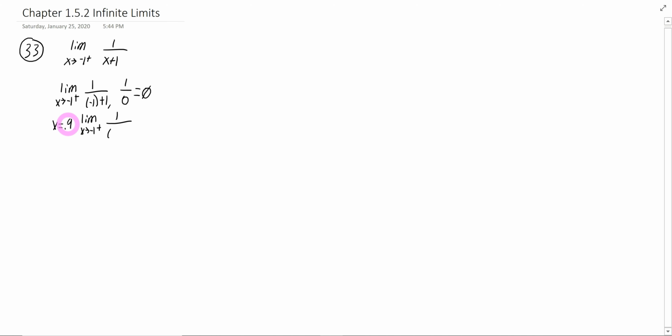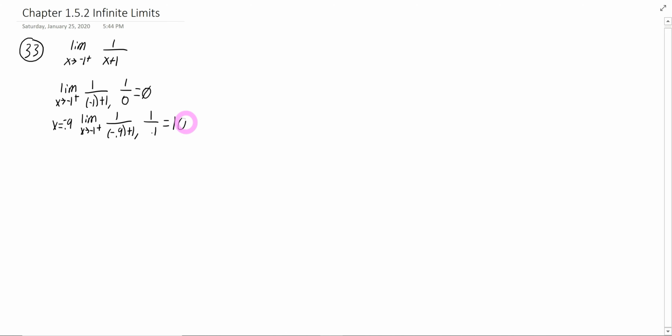-0.9 plus 1. This should have actually been a negative here, my bad. And so what's going to happen here is this is going to give us a result of 1 over 0.1, which is equal to 10.